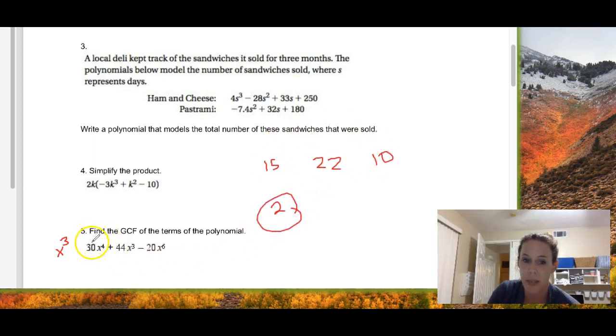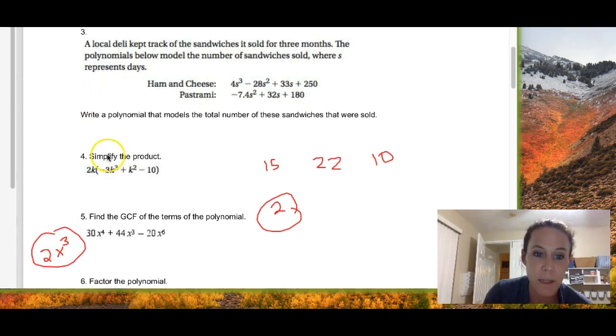2 is the biggest thing I could pull out of each of these. So 2 is the biggest number, or the greatest common factor. It's the biggest thing that each of these have in common. I can pull out a 2 and an x cubed. There's a 2x cubed in this term I can divide out, a 2x cubed in this term I can divide out, and a 2x cubed in this term I can divide out. And that is your greatest common factor. All right, on to number 6.